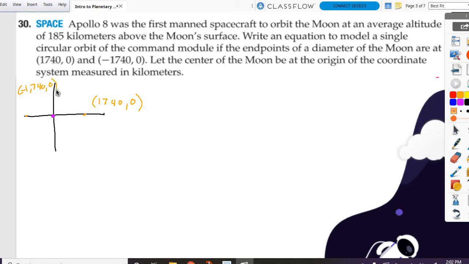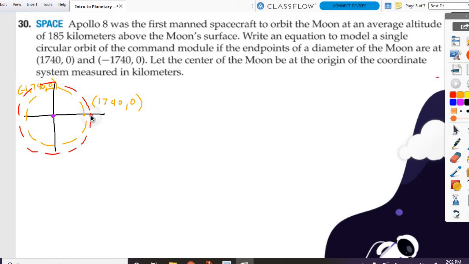And we know that that is going to be the diameter of the moon, and we're assuming here that our moon is going to be a circular shape. From there, we want to look for something that is in orbit around the moon, and they tell us that it has to be 185 kilometers above it. So we would be here.